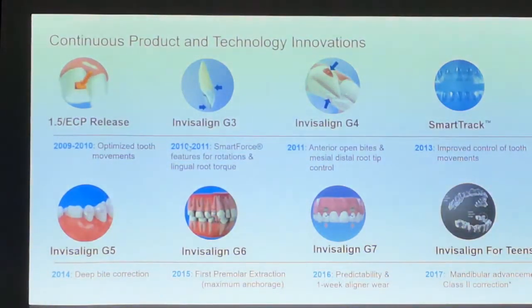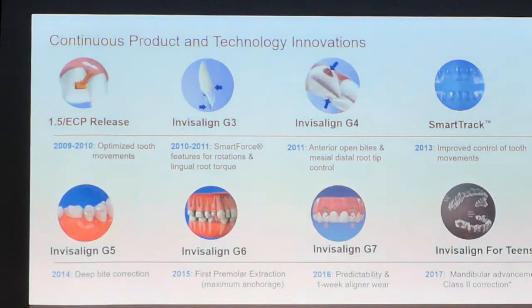And in 2010, the company developed Invisalign G3. Invisalign G3 is where they invented the attachment and also the aligner feature that helps with the rotation movement and the lingual root torque movement.